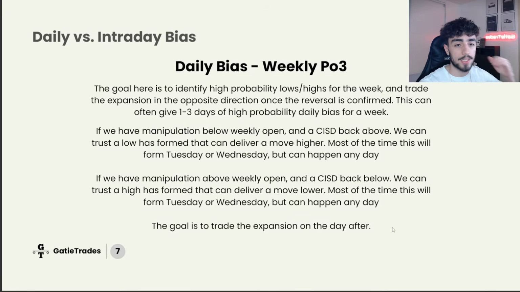The goal here is to have a clear bias for the next day. So if we have a manipulation above the weekly open and then a CISD back, the next day will give clear bias. And I will give you an example of this. So just bear with me while I go through the teachings and we'll do examples of all of this, okay? So this is daily bias, weekly power of 3.